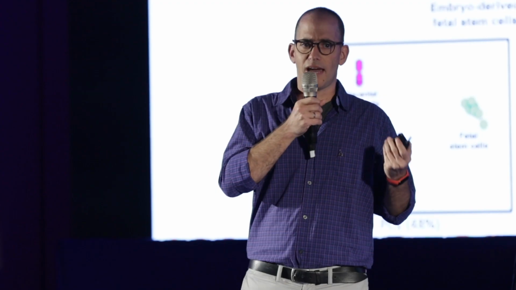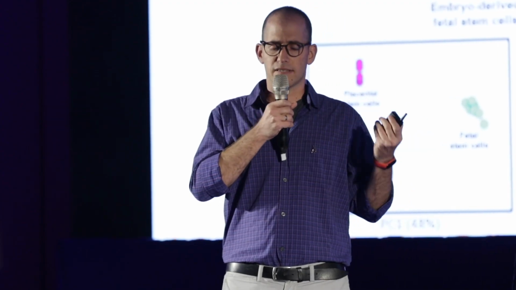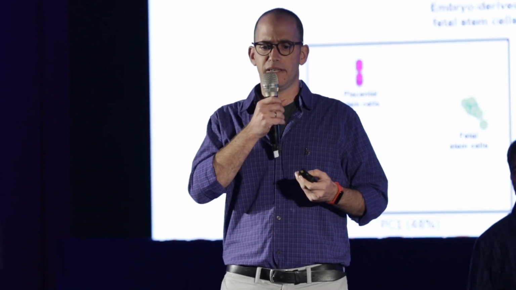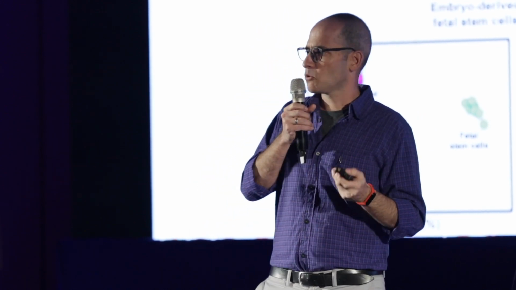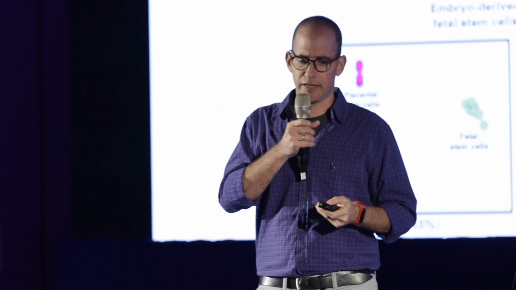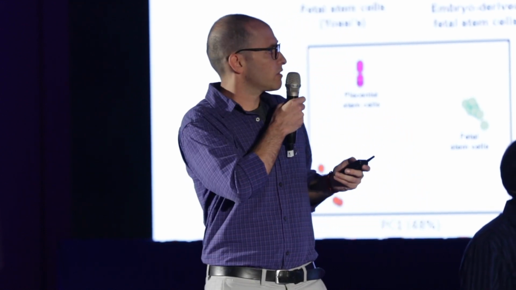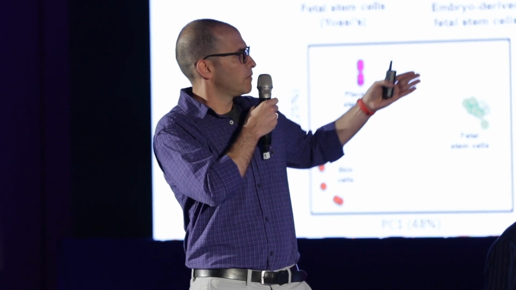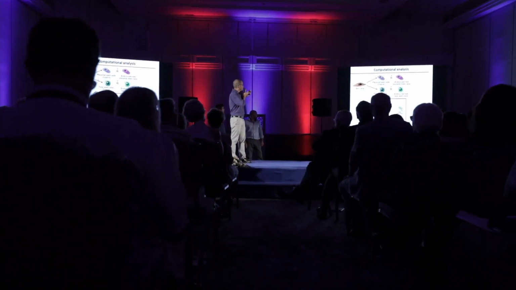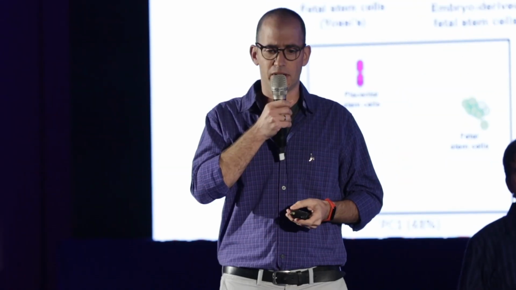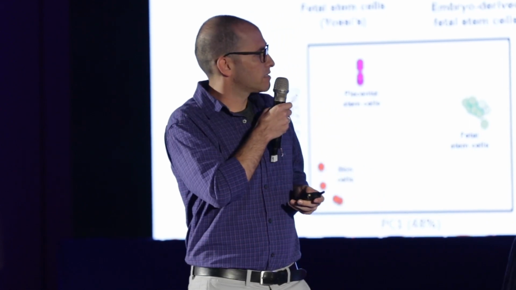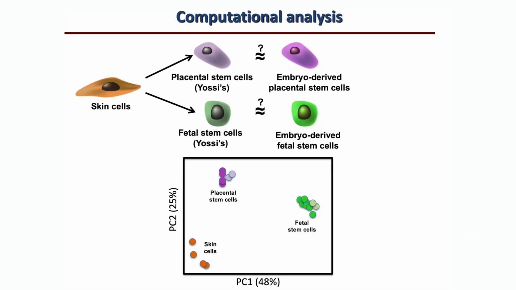Now the big question is, what happens to Yossi's cells? Yossi took skin cells and he wanted to derive them and to transform them into placental stem cells and fetal stem cells. And the question is whether he succeeded not only in the outside look, the way the cells look and the way the cells behave, but also whether the inside of the cells transformed properly. And this is exactly what we saw. We saw that Yossi's skin cells transformed from the lower left part into the fetal stem cells. So basically, the inside of the cells look exactly the same and behave exactly the same like the embryo-derived stem cells. And the same was true for the placental stem cells, okay?